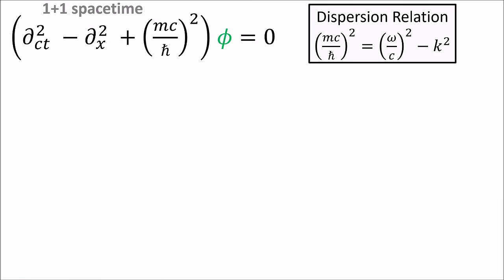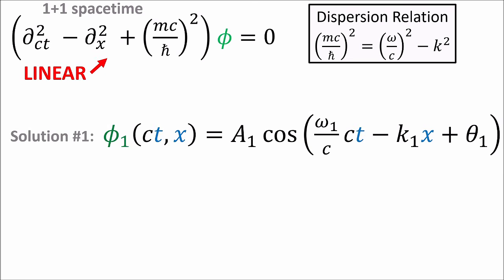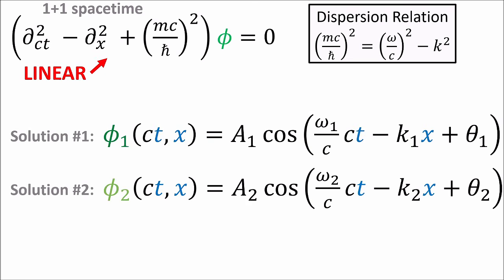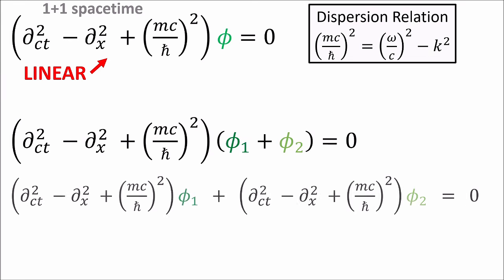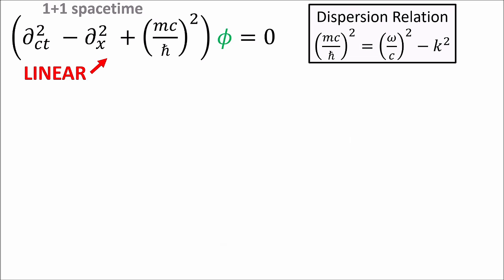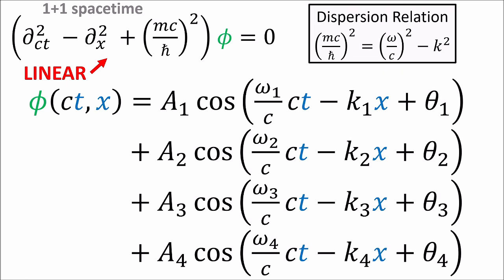Now, one last thing to note about the Klein-Gordon equation is that it's linear. This means that if we have a wave phi1 and another wave phi2, which both solve the Klein-Gordon equation, then their sum, phi1 plus phi2, is also a solution to the Klein-Gordon equation. This is easily checked as seen here.